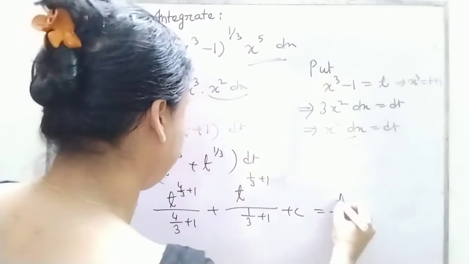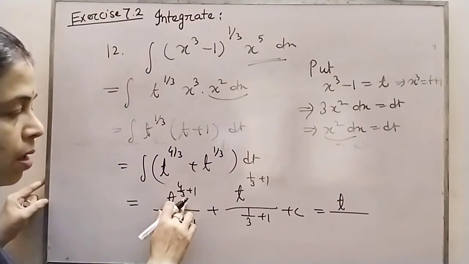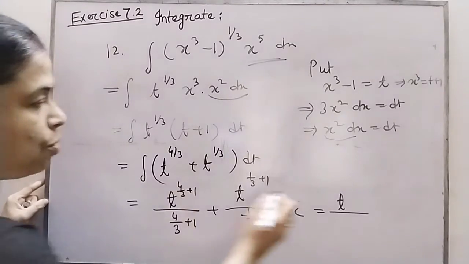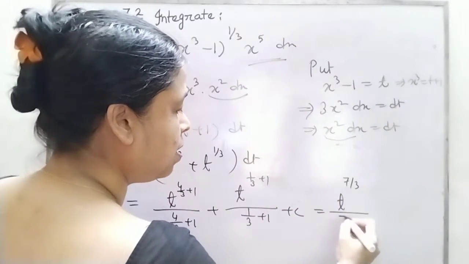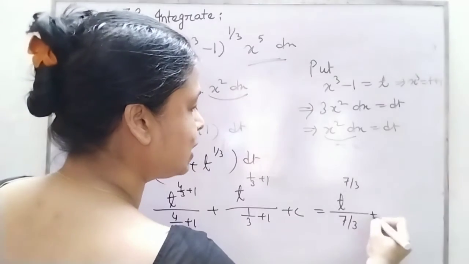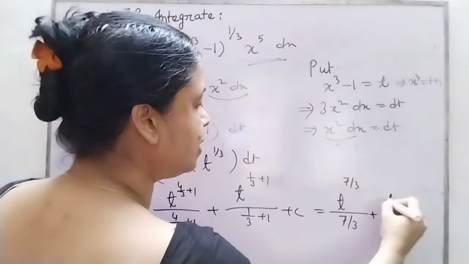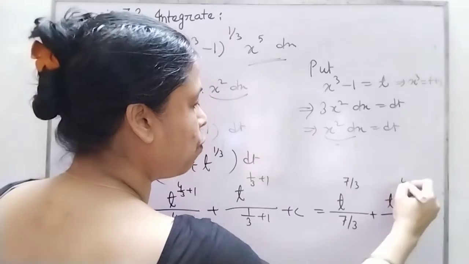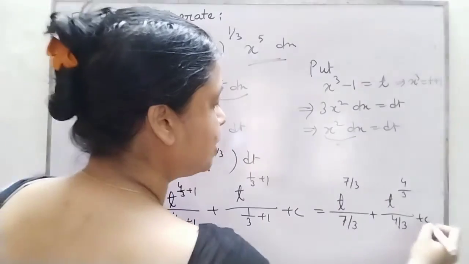This is t to the power 4 by 3, 3 LCM. 3 is the denominator, 4 plus 3 will be 7, so it will be 7 by 3. This is 7 by 3 plus t to the power, 3 is the LCM denominator, 3 plus 1 is 4, so it is 4 by 3 plus c.